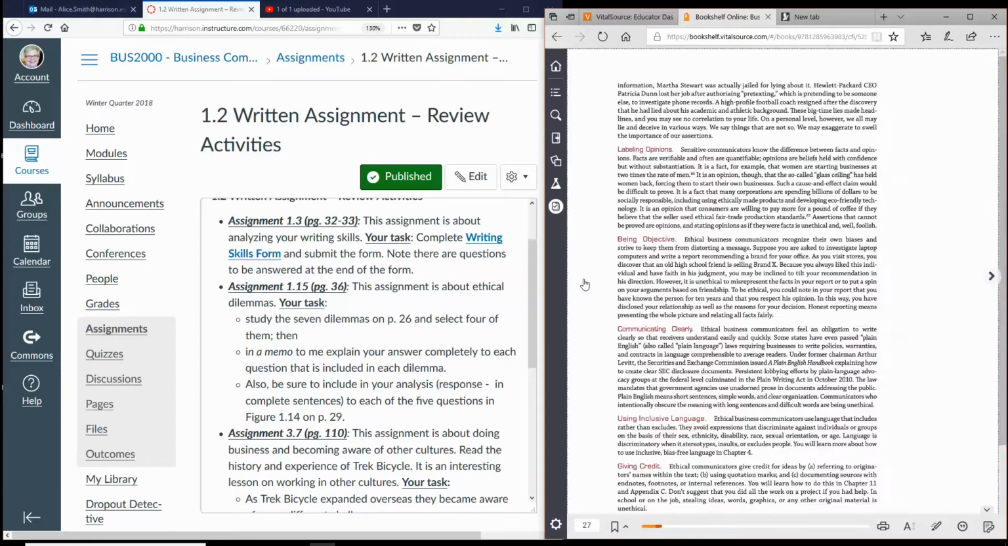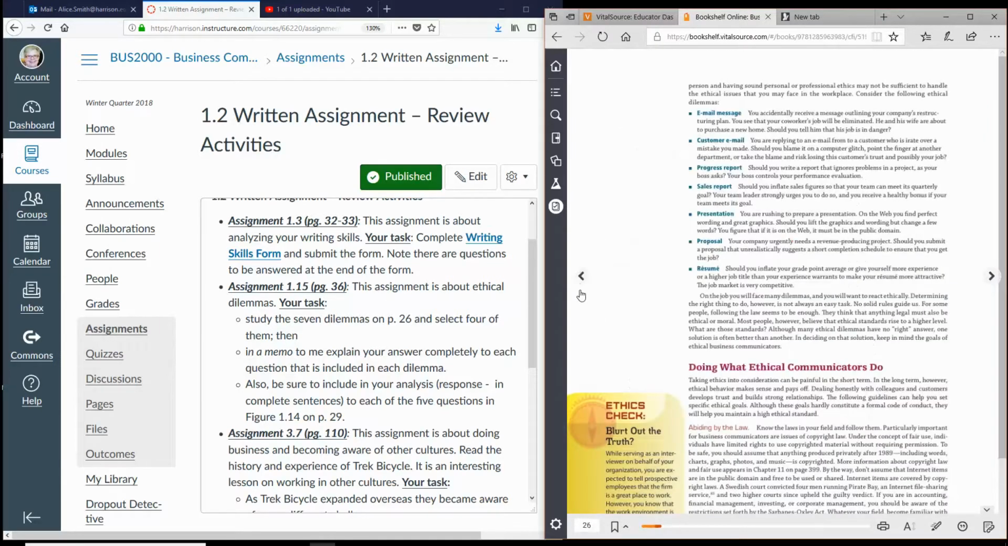I'm on the wrong page, so I need to go over. Okay, I've got them highlighted. There are 7 dilemmas on page 26: email message, customer, progress report, sales report, presentation, proposal, and resume. Select 4 of them. Let's do the bottom 4: resume, proposals, presentation, sales report. In a memo to me, explain your answer completely to each question that is included in each dilemma.